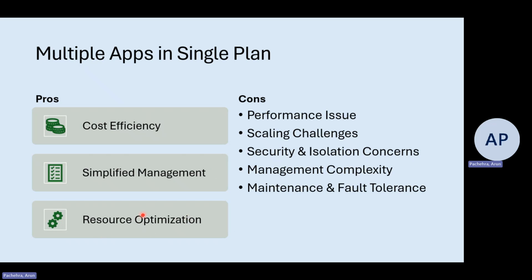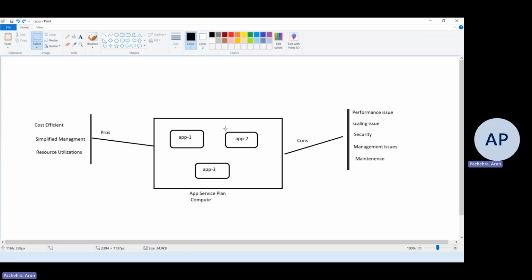So resource optimization. These three could be pros when you think about running multiple applications in a single plan, but it has multiple cons as well that we need to understand. If you go to this diagram again, you see multiple applications utilizing the same plan or the same resources. What are the different cons that come up with this? The very first thing is, since resources are shared, one application's high traffic or heavy resource usage can degrade the performance of other applications on the same plan.